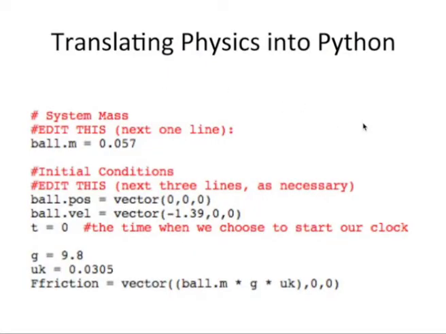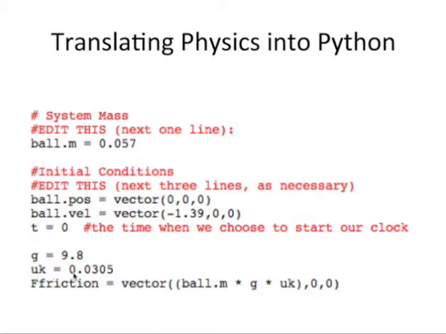So now we're going to translate our physics into Python code. Here I've got the ball's mass, ball.m, set equal to around 0.05 kilograms. Ball.pos represents the ball's position, and you can see it starts at the origin, 0, 0, 0. Ball.vel is the velocity. We have an initial velocity of negative 1.39 meters per second. Gravity, g equals 9.8, that's the gravitational constant.